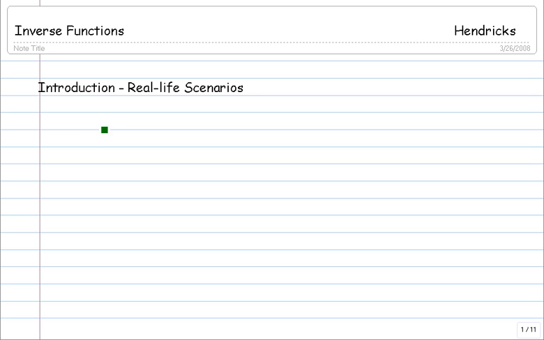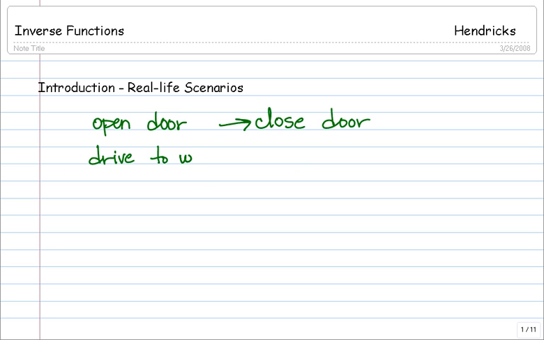For instance, when we open a door, how can we undo that operation? Yeah, when we close the door, right? Or what about when we drive to work? How do we undo that operation? We drive home.